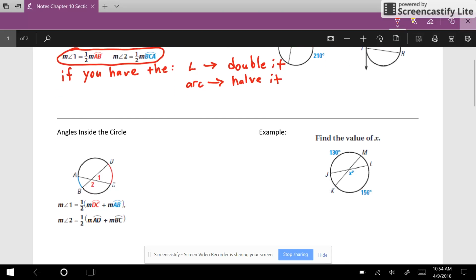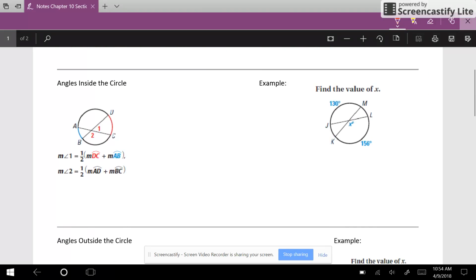In the next section, we have two chords intersecting each other. If we look at this picture here, angle 1, its arc is DC. Now, angle 1 is not a central angle nor an inscribed angle, so we can't use either of the previous two sections' worth of notes. Instead, you have to look at its vertical angle, and we know angle 1 and its vertical angle are congruent. Look at the arc made by its vertical angle, the arc AB.